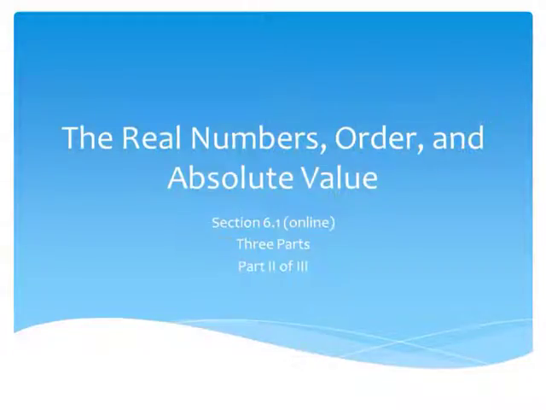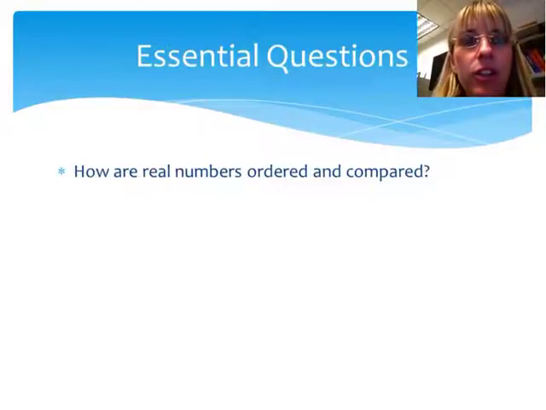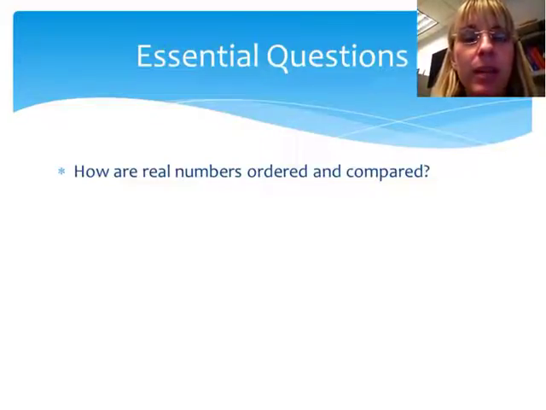This is the second part of 3 parts on section 6.1, real numbers, order, and absolute value. Hey guys, so this section is going to be about just ordering numbers and specifically how to do that on the number line. So I'm going to give you just one example and then we'll do one together, and I think you should be good to go with homework.